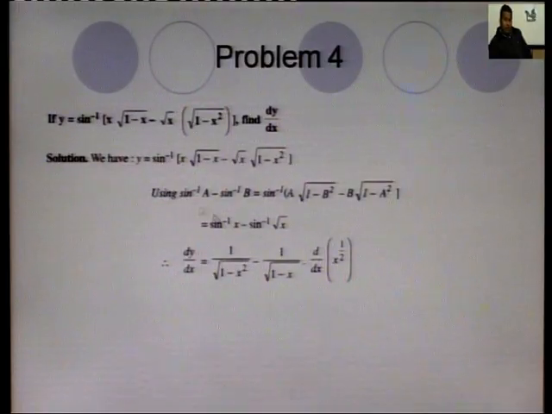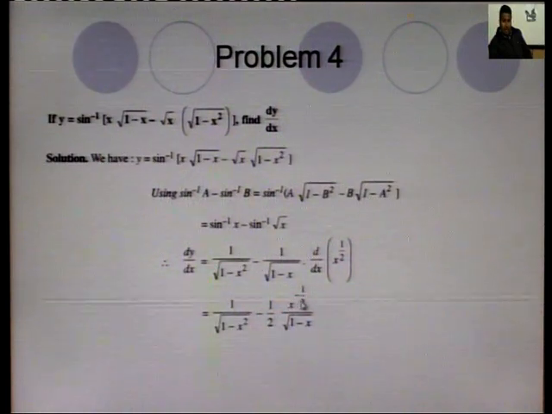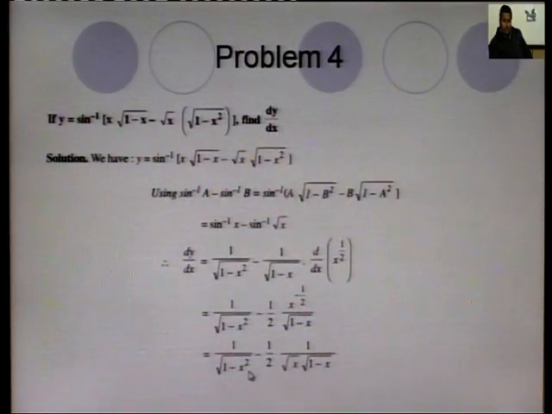So now do the derivative here. What is the derivative of sin inverse x? This is 1 upon root of 1 minus x square. Now the derivative of root of x, by the chain rule, d upon dx of x to the power n is n times x to the power n minus 1, so for n equal to 1 by 2 it is 1 by 2 x to the power minus 1 by 2. So after simplification, this will become 1 upon root of 1 minus x square minus 1 by 2 times 1 upon root of x root of 1 minus x.